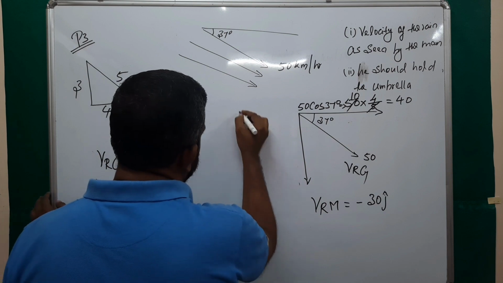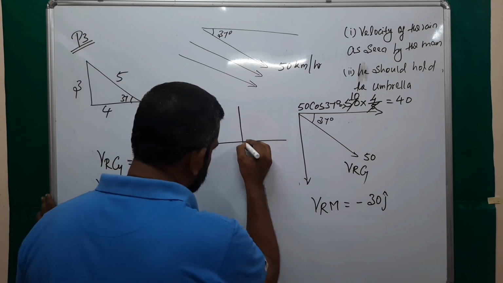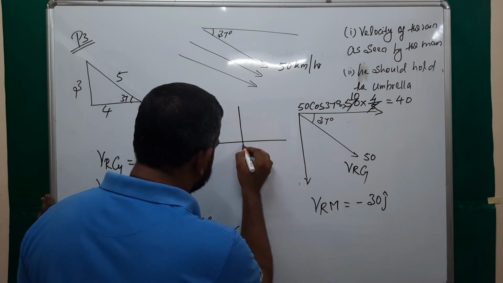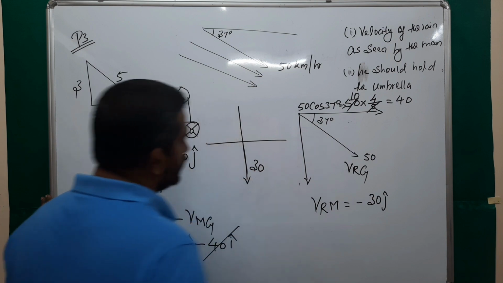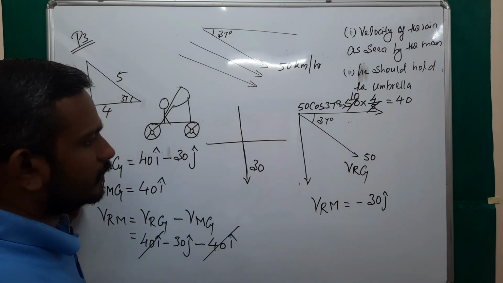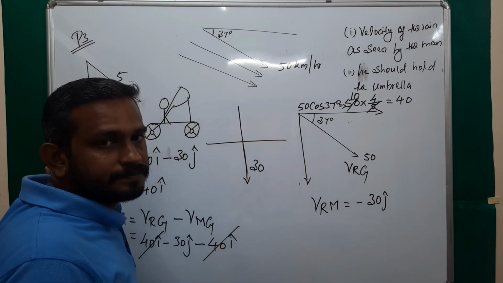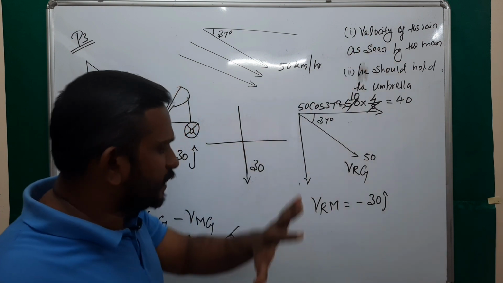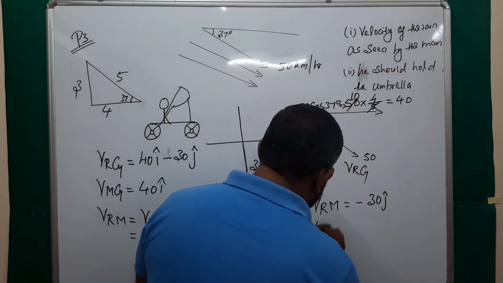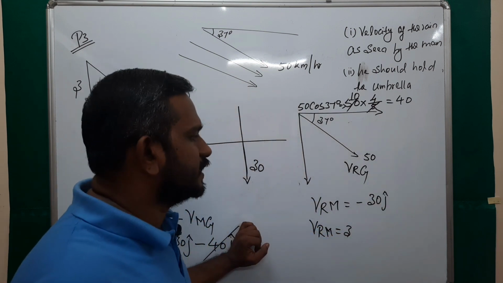So here, plot the x-axis and y-axis. So 30 j cap means here you have to go 30. j cap is the unit vector in the negative y direction. So what is the velocity of the rain as seen by the man? The right answer is that the velocity of the rain with respect to the man is equal to minus 30 j cap.